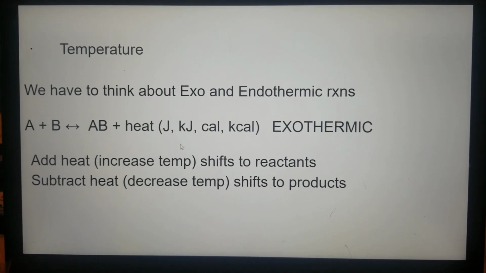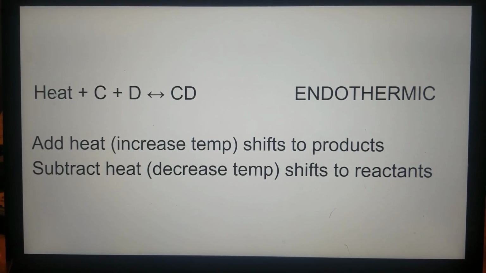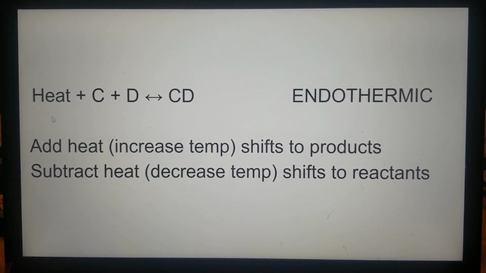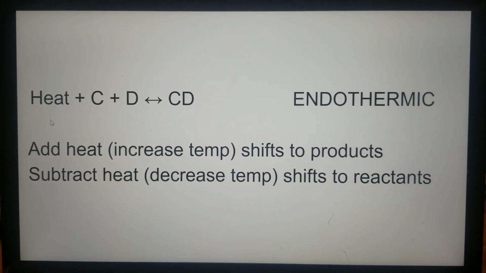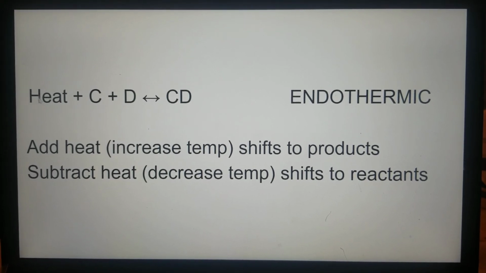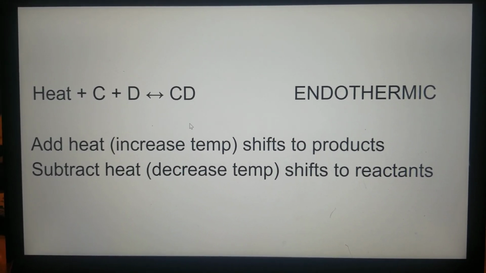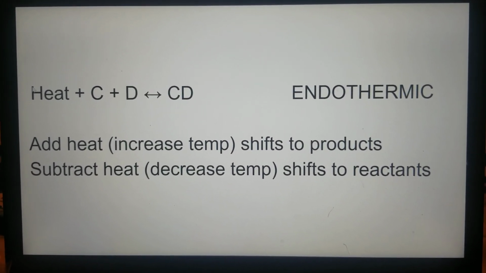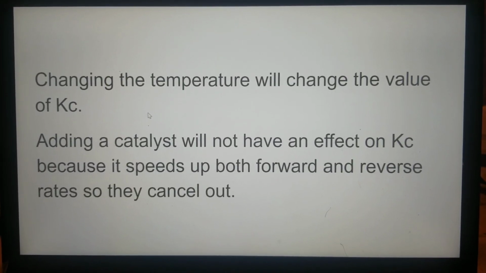That's for exothermic. Now it changes for endothermic because, of course, in an endothermic reaction, you're going to require heat, and that means that the heat is going to be over here on the reactant side. Therefore, the rules are the same, but now the heat is on the other side. So if you were to add heat to an endothermic reaction, it's going to shift to the opposite side, which is products. If you remove heat, then it's going to shift to the same side, which is the reactants.